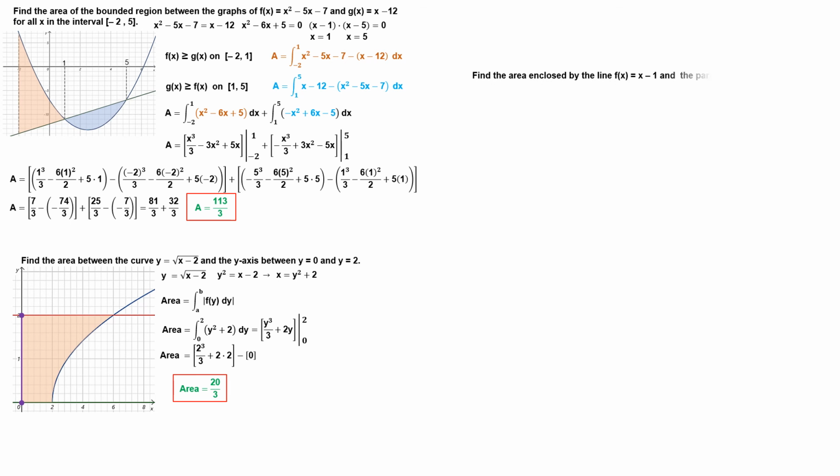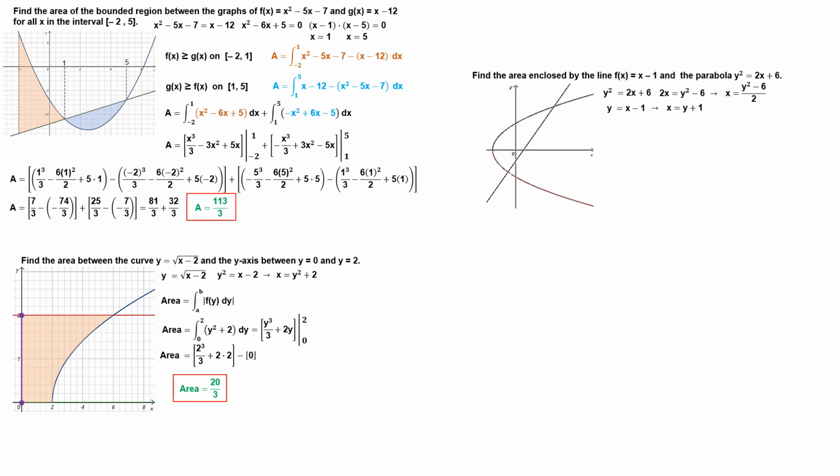Find the area enclosed by the line and the parabola. The area is the region bounded on the right by the graph of the straight line and on the left by the graph of the parabola. We must first express the graphs as functions of y. Now we have to determine the limits of integration. The points where the two graphs intersect determine the lower and upper limits of integration.